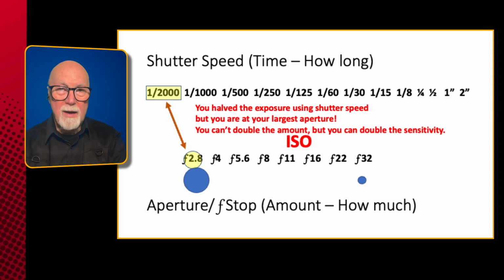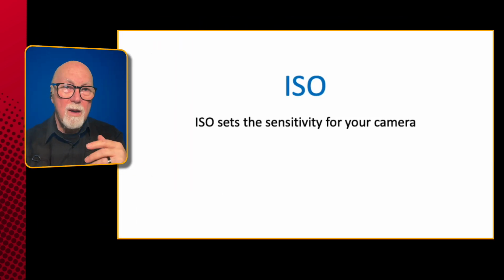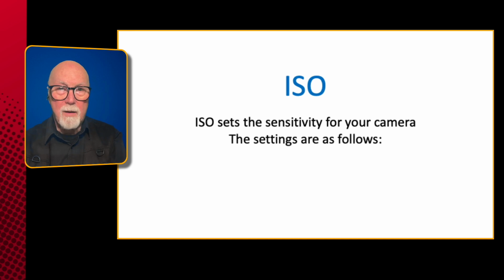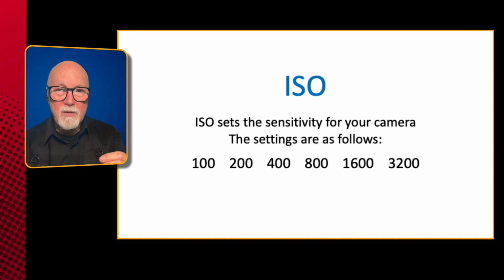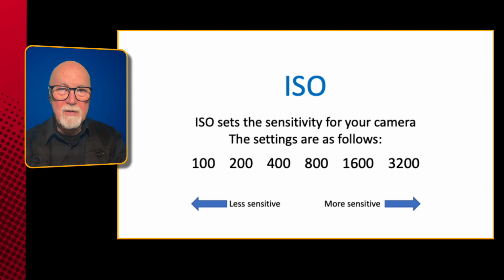And of course, that brings in ISO. So let's talk a little bit about ISO. ISO is a setting that's on your camera. In previous days with film cameras, you had to buy a specific ISO film. With digital cameras, the beauty is you can change your sensitivity to anything you want. ISO is the sensitivity setting for your camera. And here they are: 100 ISO, 200 ISO, 400, 800, 1600, 3200. The numbering is easy. The lower the number, the less sensitive your camera is to light. The higher the number, the more sensitive your camera is to light.